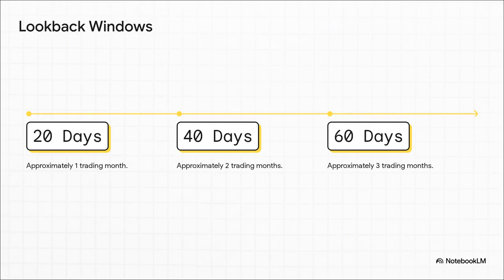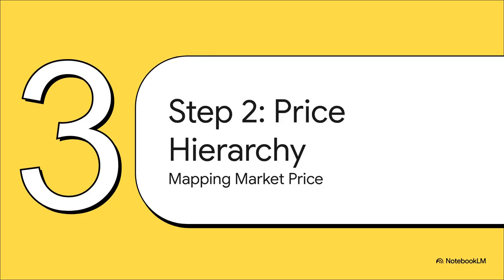It's pretty straightforward, actually. 20 trading days gives you roughly 1 month of price action. 40 days is about 2 months, and 60 days gives us that 3-month or quarterly perspective. These specific time frames are what we use to frame our entire analysis. Okay, so now that we've got our time frames locked in, let's move over to that second pillar, price.